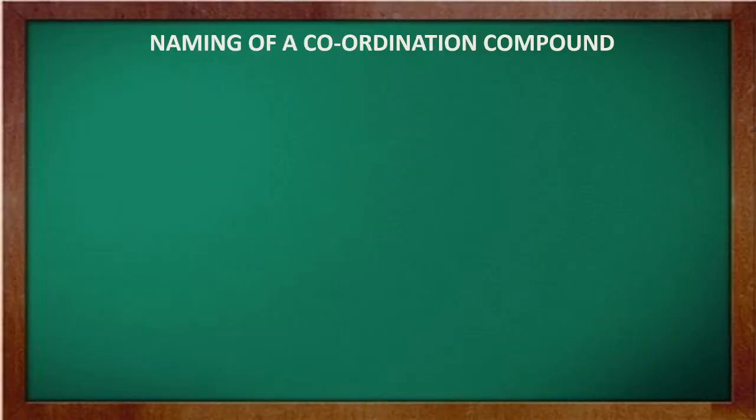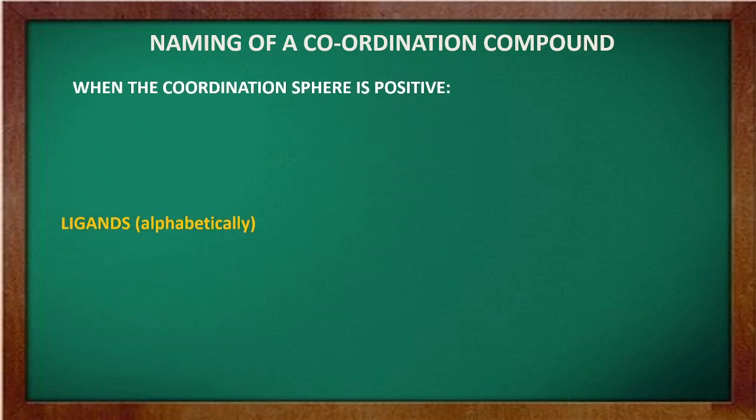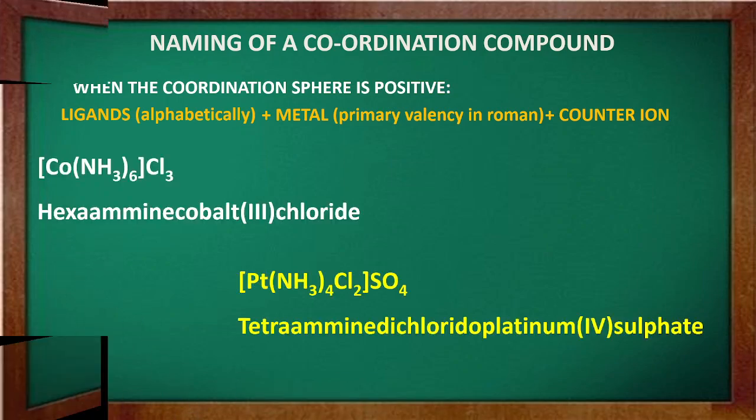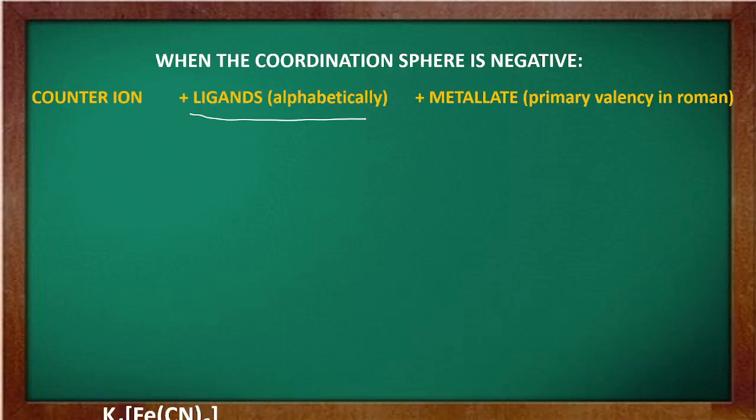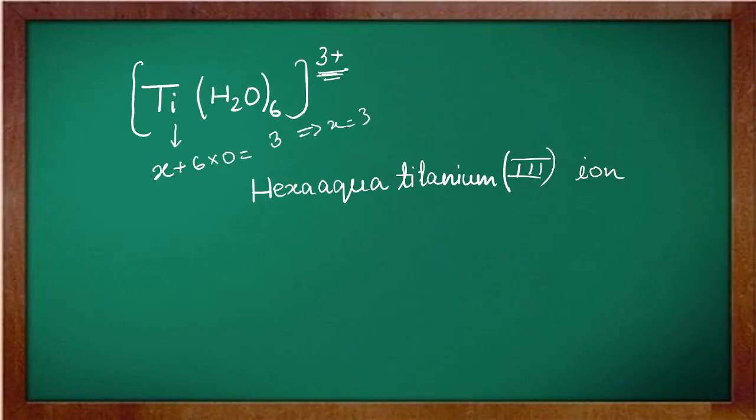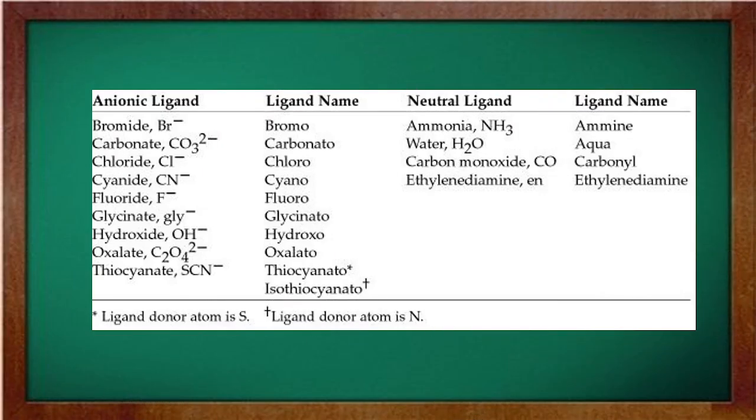Here is how the naming was done. For doing the name, when it was positive, first we have written the ligand, then the metal, and then the counter ion. Since we don't have any ion in our case, we have directly written the names. Now we will be moving ahead and starting today's class.